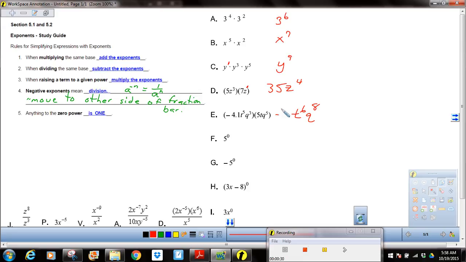If I can squeeze it in here. There we go.